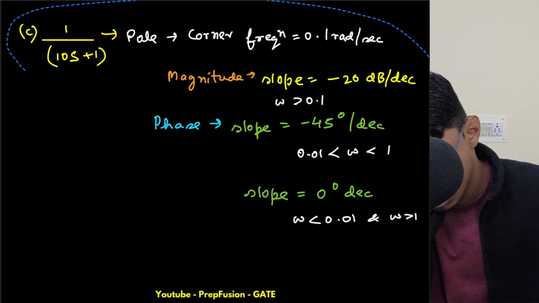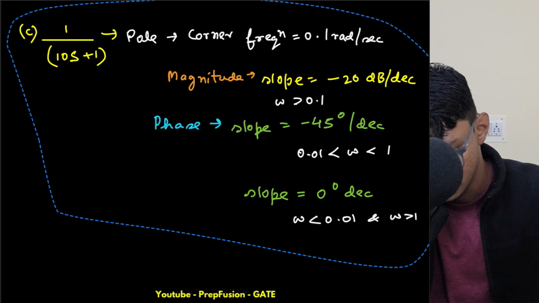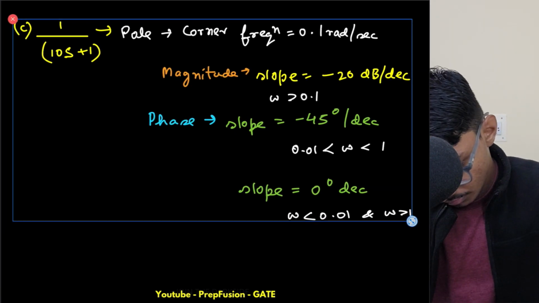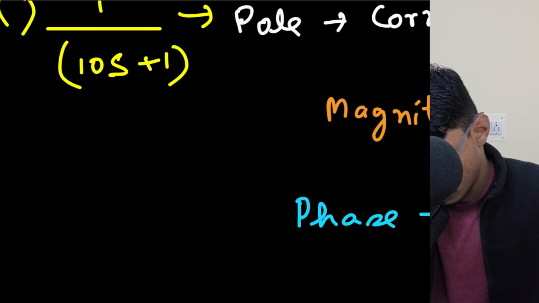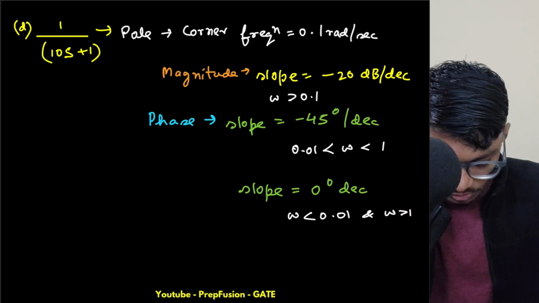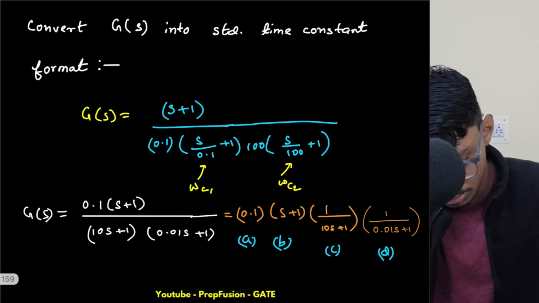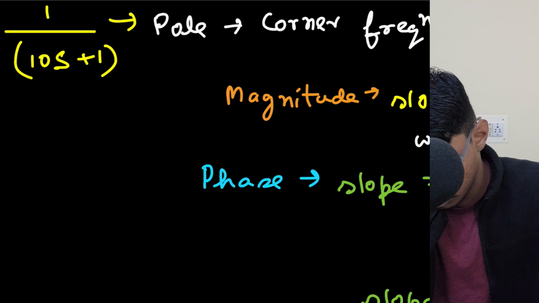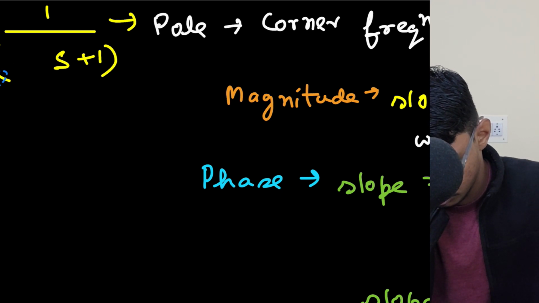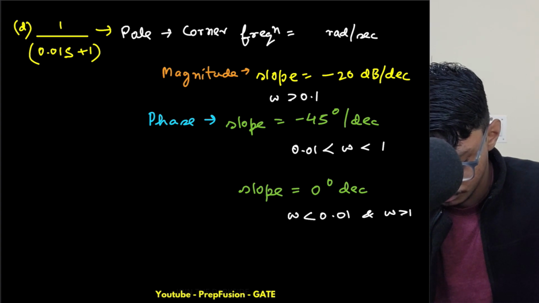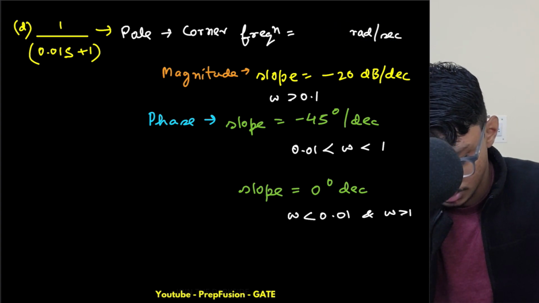Same thing for the third block basically. So simply all of this will get added. So here, like what is my pole? My pole is this 1 by 0.01s plus 1. So this is a pole. So this becomes 100.